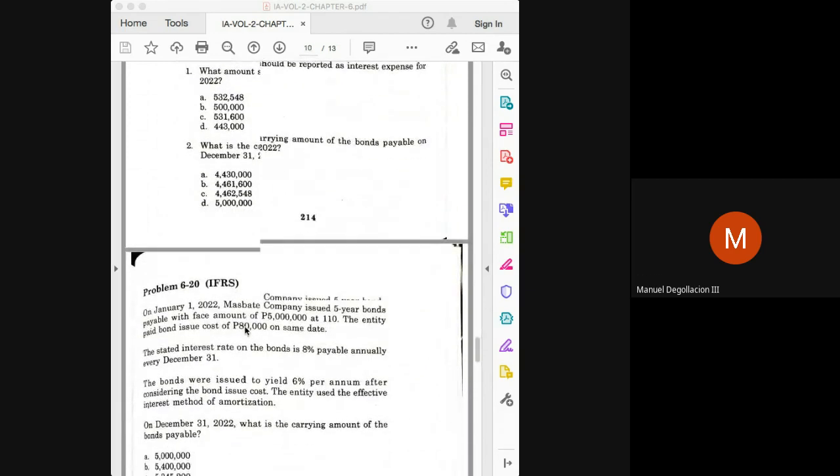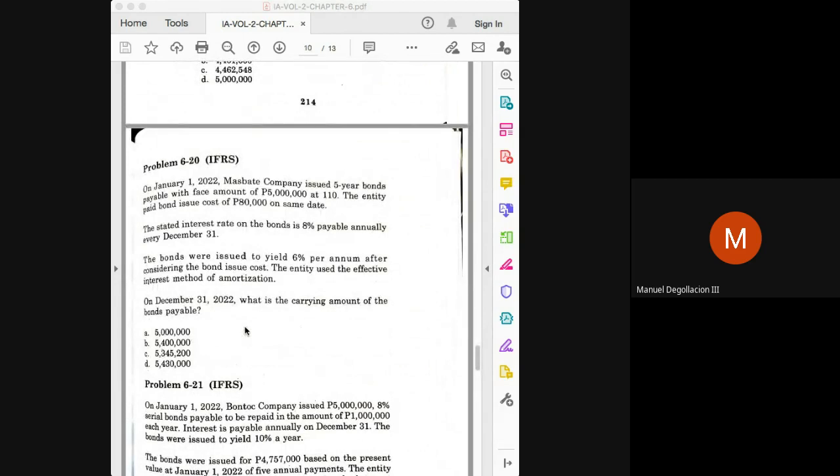Let's proceed to 6-20. On January 1, 2022, Masbate Company issued 5-year bonds payable with a face amount of 5 million at 110. The entity paid bond issue cost of 80,000 on the same day. Okay, again, let's just get the initial carrying amount by deducting the bond issue cost from the price. The stated interest rate on the bond is 8% payable annually, so at least it's annual, class. It will not be as tiresome as problem 6-19. Expect problem 6-19 to come out in the exam.